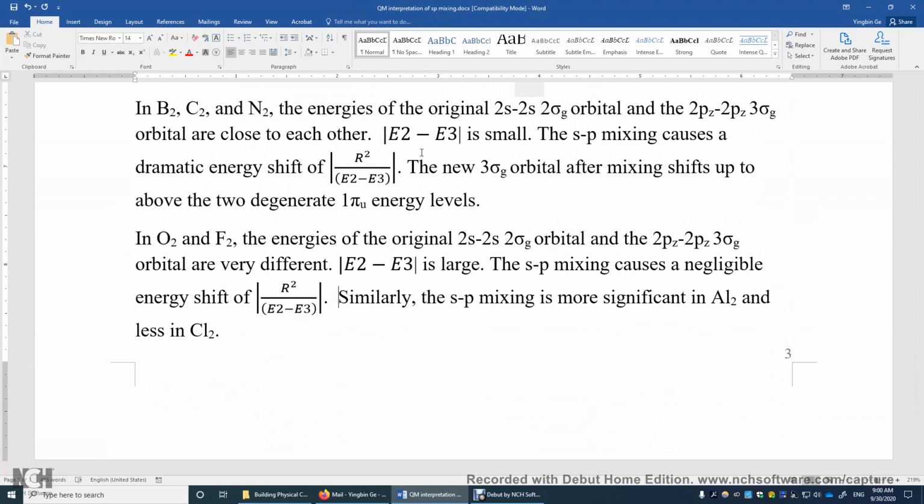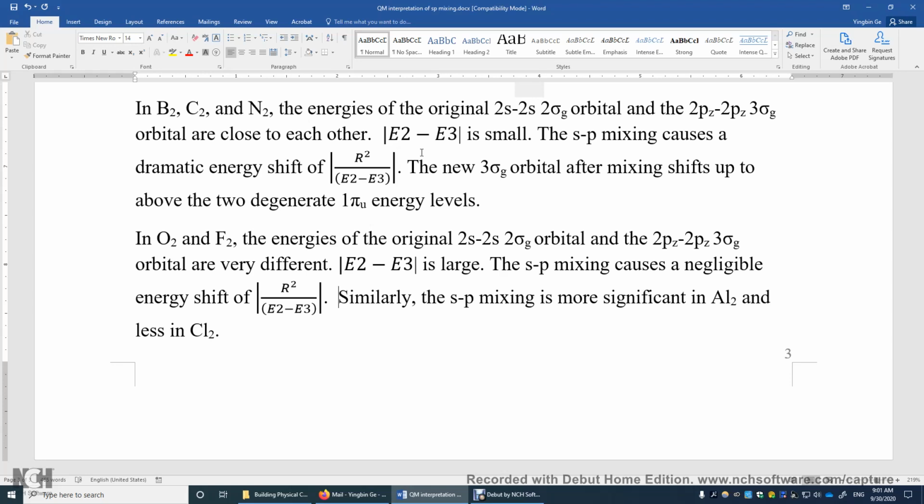I want to let you know this is not only true for B2, C2, N2, O2, and F2. You will observe similar phenomena in the third row elements. The sp mixing is more significant in aluminum 2 and silicon 2 than in sulfur 2 and chlorine 2. Unfortunately, I can only make a qualitative prediction here.